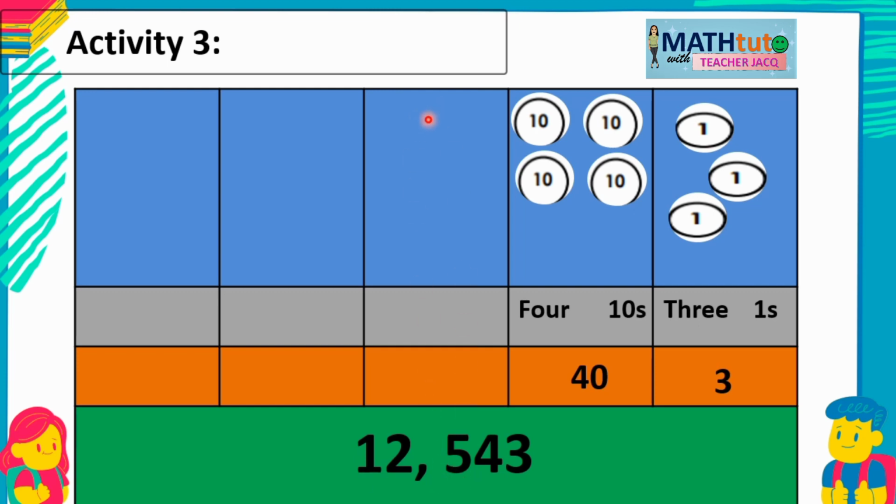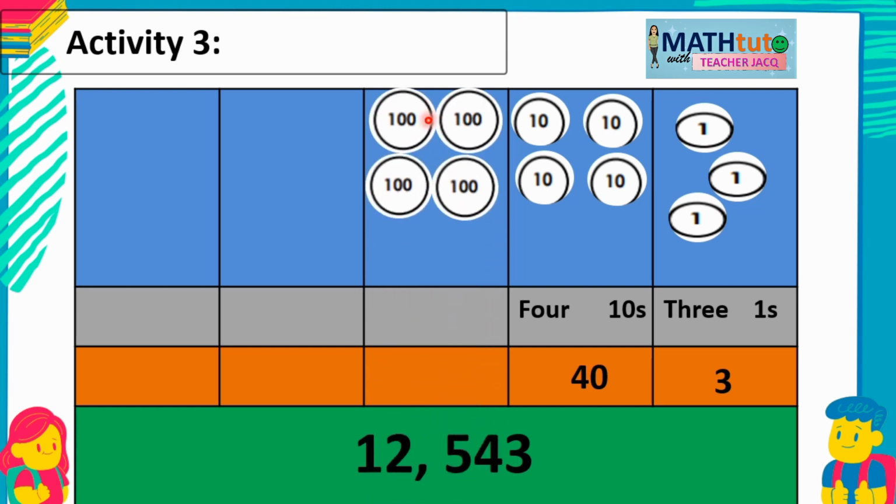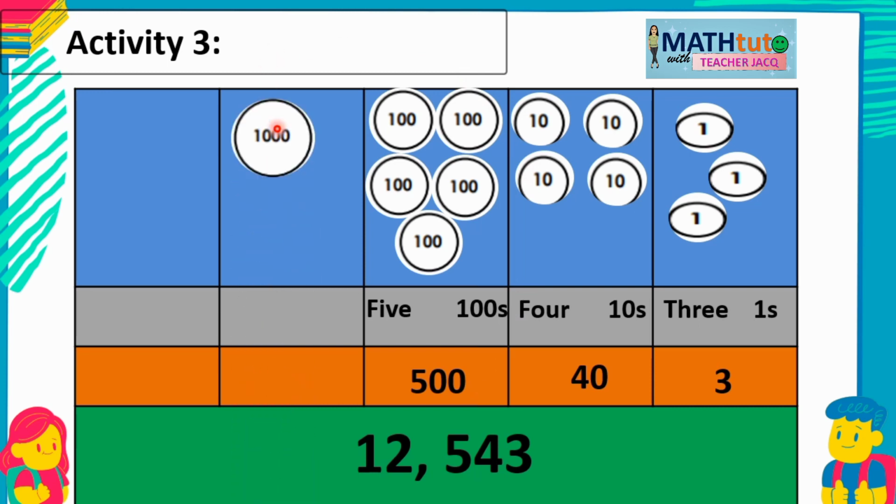We will draw 5 disks. 1, 2, 3, 4, 5. And then we will write 5 hundreds. 5 times 100, a total of 500. And then in the thousands place, we have 1, 2. Why 2 only? Because the digit in thousands place value is 2. And then under here, we will write 2 thousands. So 2 times 1,000, a total of 2,000.